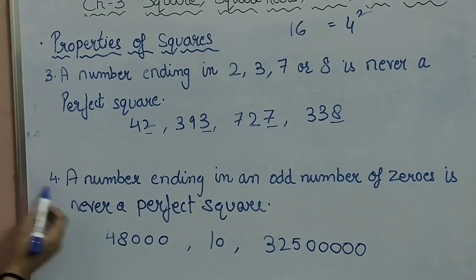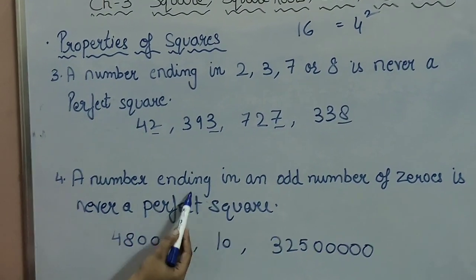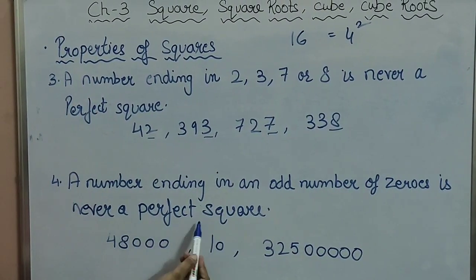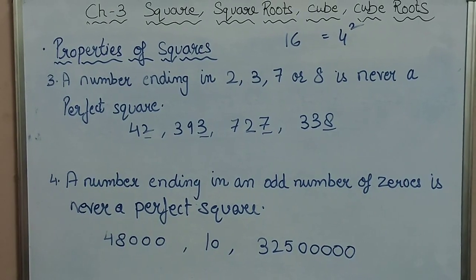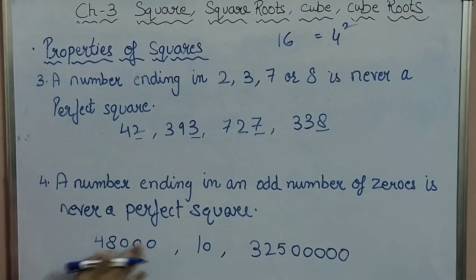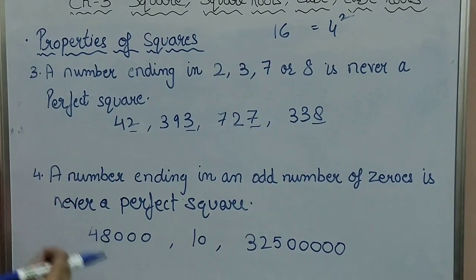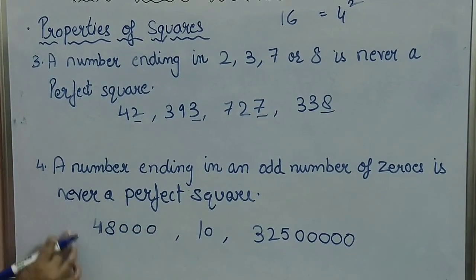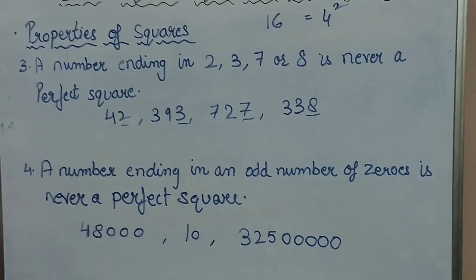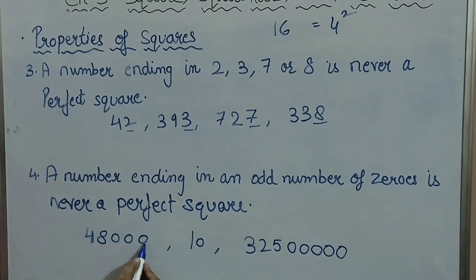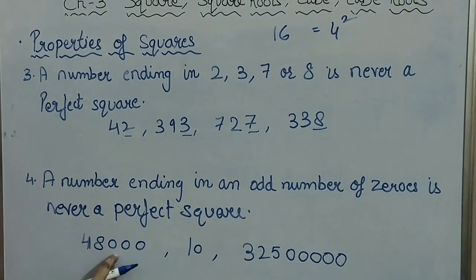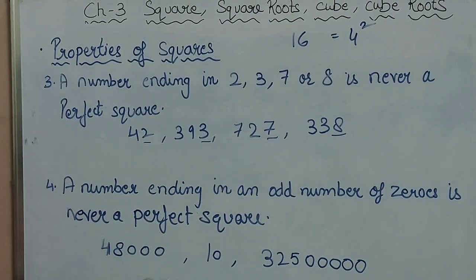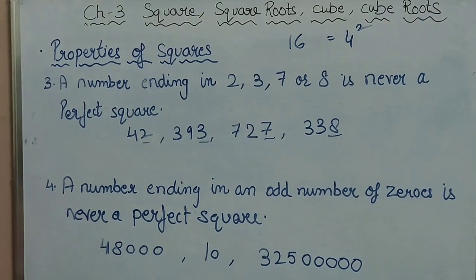Okay. So now the fourth property, a number ending in an odd number of zeros is never a perfect square. Suppose a number is given which has zeros at its end, and without finding the square root you have to tell whether it is a perfect square or not. Okay? So how will we find out? We will count the number of zeros. If the number of zeros is odd, okay, then that particular number is not a perfect square.